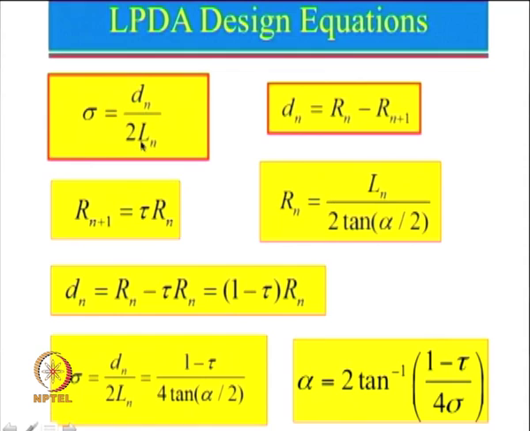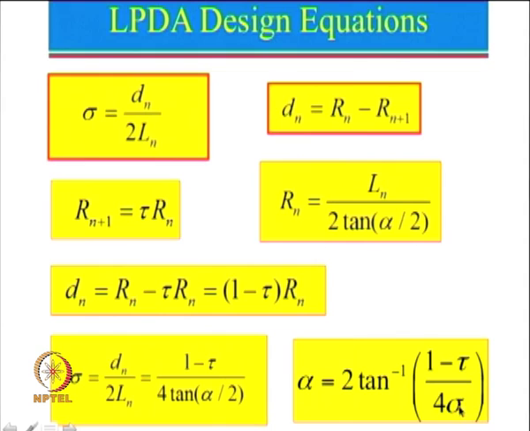After that, the derivation is relatively straightforward. We have defined dn equal to Rn minus Rn plus 1, and the tau ratio, we know that Rn plus 1 divided by Rn was equal to tau. It has been taken over to this side, and then Rn is also rewritten in the form of the angle. Now we simplify these things. I have given the steps. You can see that this finally reduces to this term over here, and from here we can write this whole thing as tan alpha by 2 equal to 1 minus tau divided by 4 sigma. So that means if we know sigma and tau, we can calculate alpha, or if alpha is known and tau is known, then we can find the value of sigma.